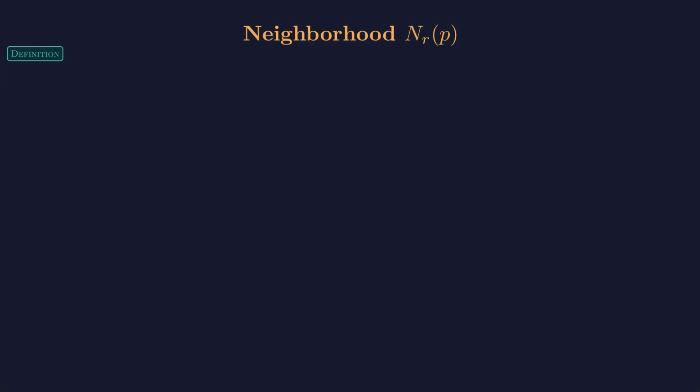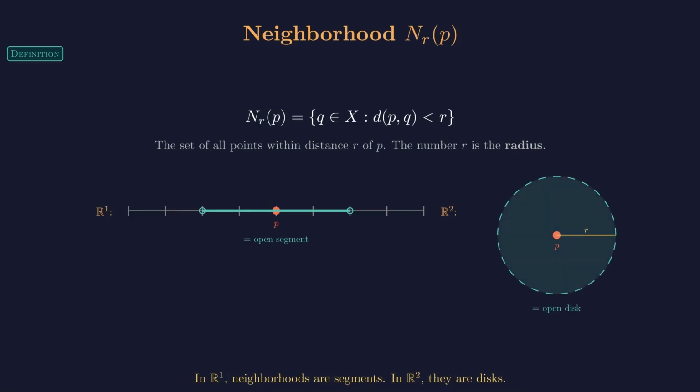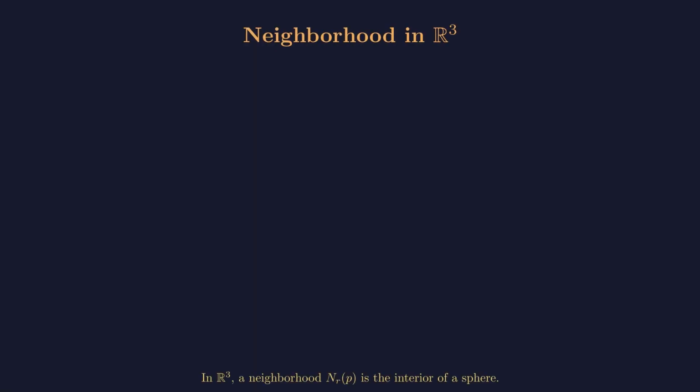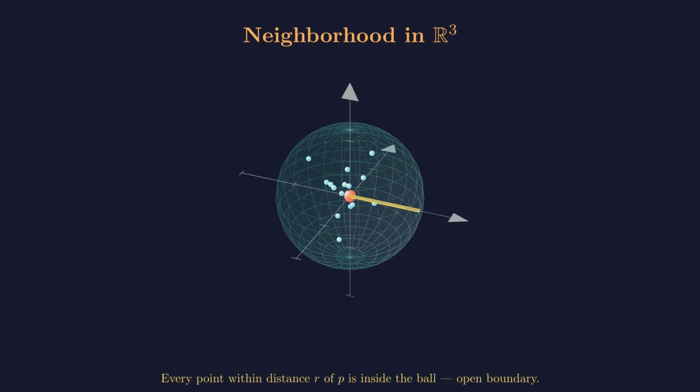A neighborhood of P, written N sub r of P, is the set of all points whose distance from P is strictly less than r. On the real line, this gives us an open segment. In the plane, it becomes an open disk. And in 3 dimensions, the neighborhood becomes the interior of a sphere. Every point within distance r of P lives inside this ball. Notice the boundary is transparent. It's excluded, just like the endpoints of a segment in R1.